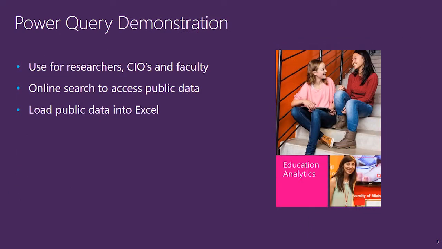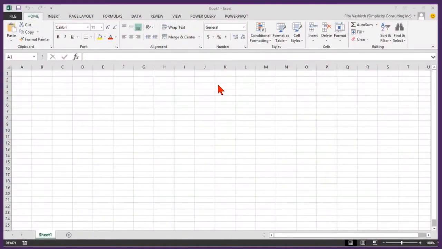So if you are a university researcher, CIO, or faculty member and need to combine some local data with the US Census data or some other public data, Power Query gives you the ability to do that in a familiar Excel interface. In our demonstration today, we will look at the online search capabilities in Power Query and pull in public data. In Excel, Power Query appears as a separate tab on the ribbon.